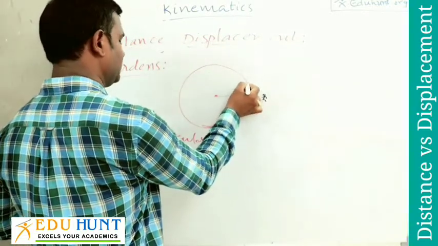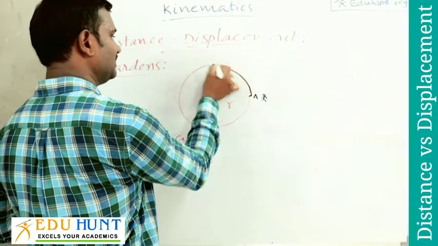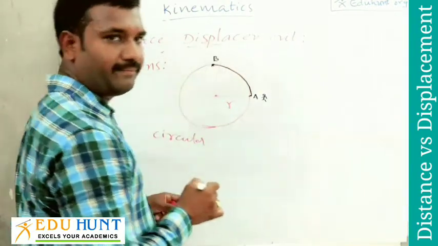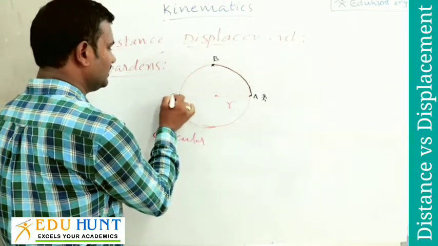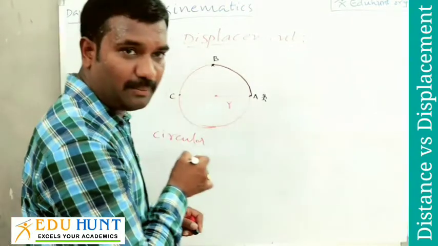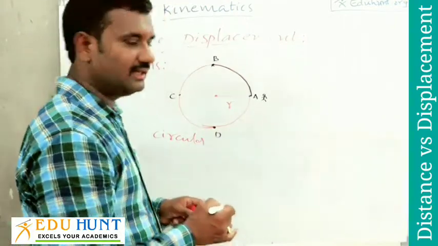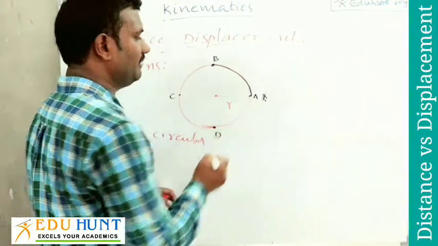There is a circular path. He travels along the circular path and reaches point B. Next, he reaches point C, which is diagonally opposite. Next, he reaches point D. Then he comes back to point A.